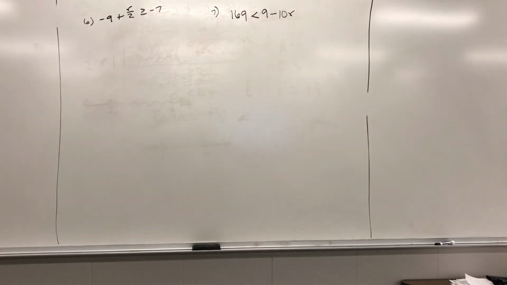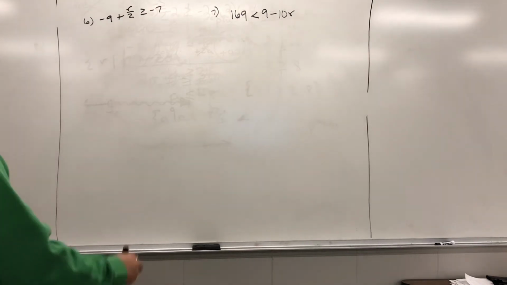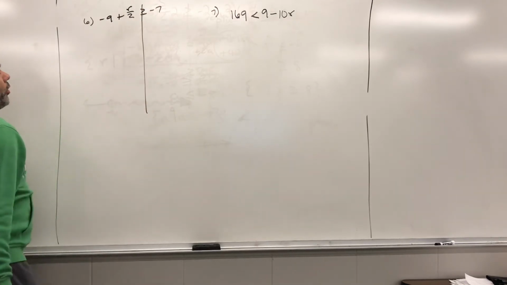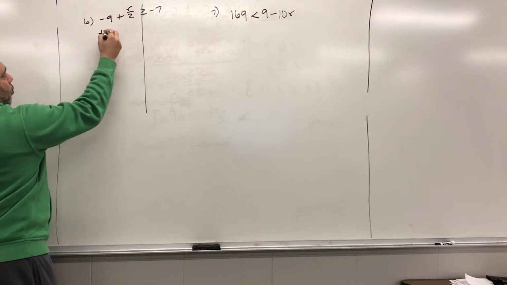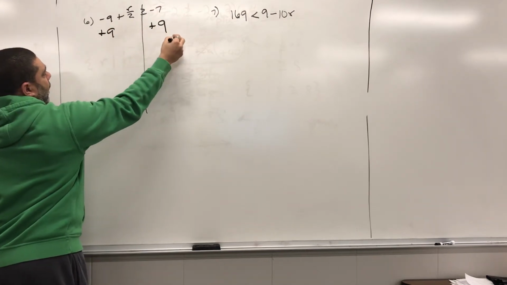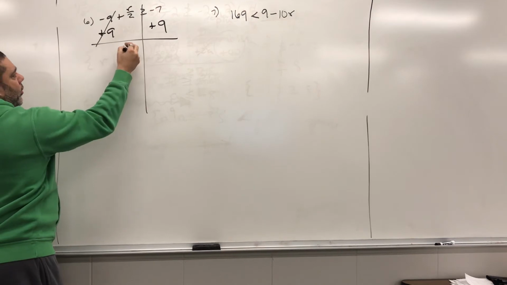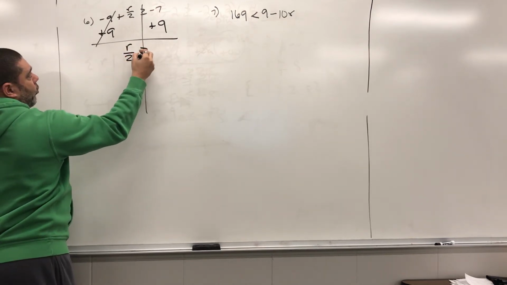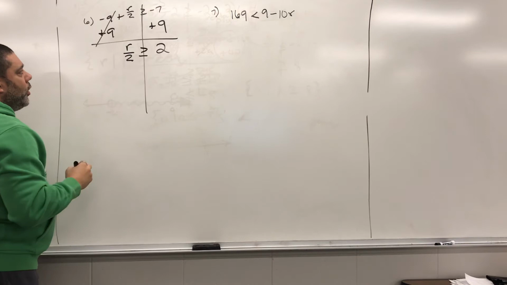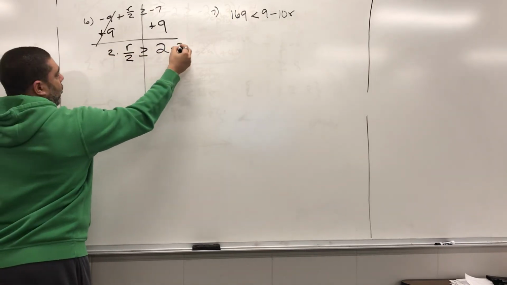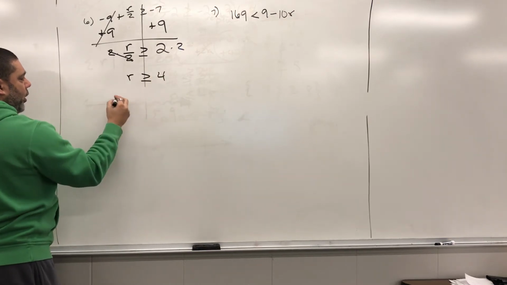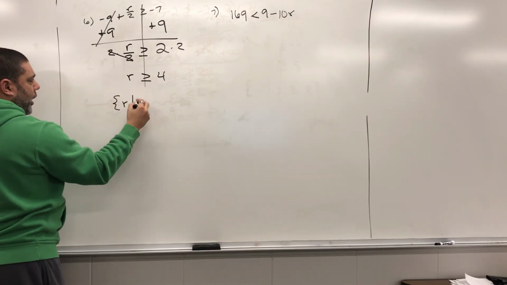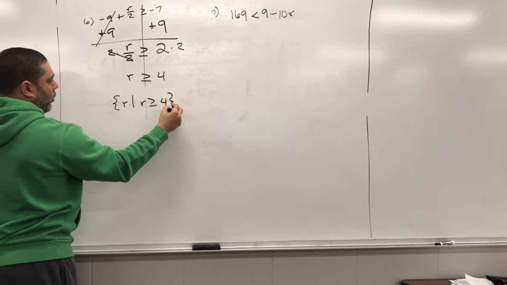All right, number 6. There's my inequality sign. I need to move the -9, so I have to add 9 on both sides. That's gone. That leaves me with r over 2 is greater than or equal to 2. Now I have to multiply both sides by 2. Remember, we have to put it in set notation. So r such that r is greater than or equal to 4.